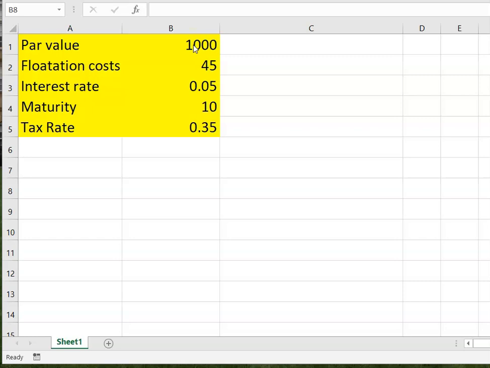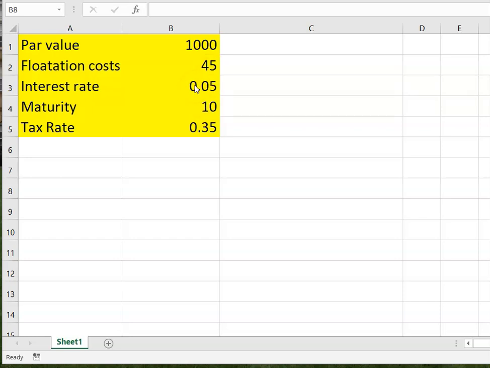But we, the company, don't get the par value. We only get the par value minus the stuff that the investment bankers are taking. So they might be taking 4.5%. Sometimes you'll hear it as a percent, and you're going to need to calculate that. So you can calculate the flotation cost. In this case, they're taking $45 or 4.5%.